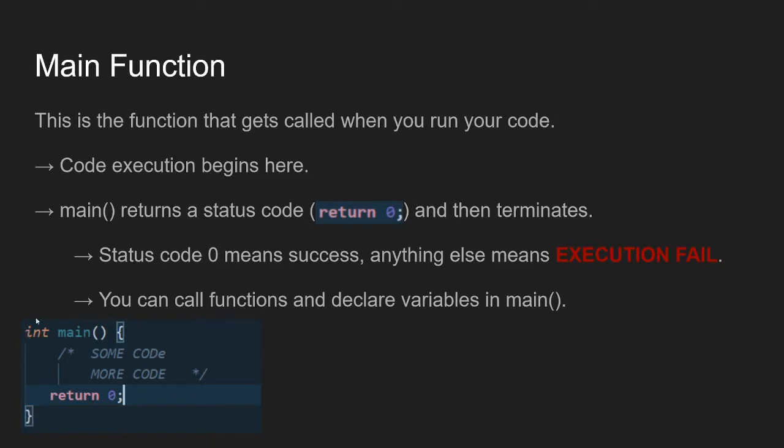And you can see that, oh, we didn't go through functions yet. So what this int here means is that the main function returns an integer as its return value. And this integer represents the status code. And when it returns 0, it means that execution was successful. But if it returns anything that's not 0, it means execution failed, and that's not good. And you're able to call functions and declare variables in main. Sort of think of it as your main program.